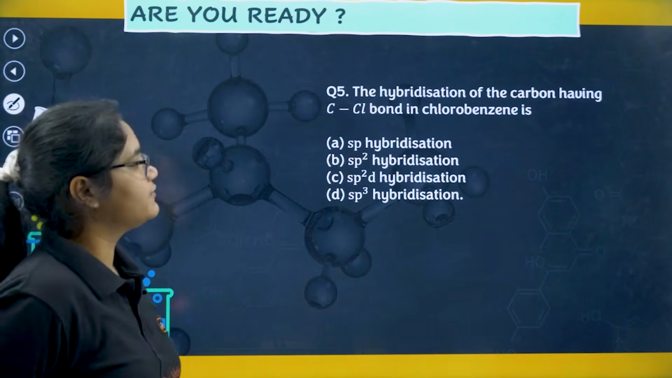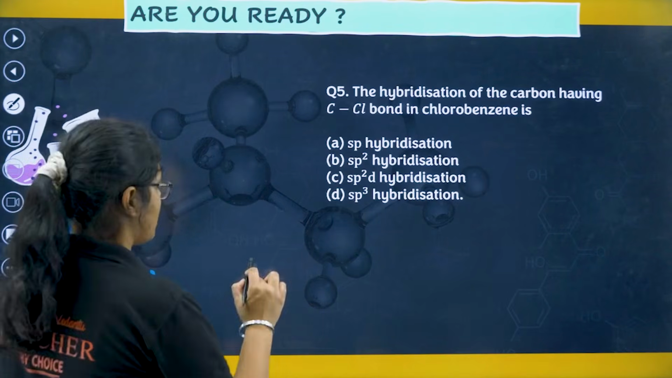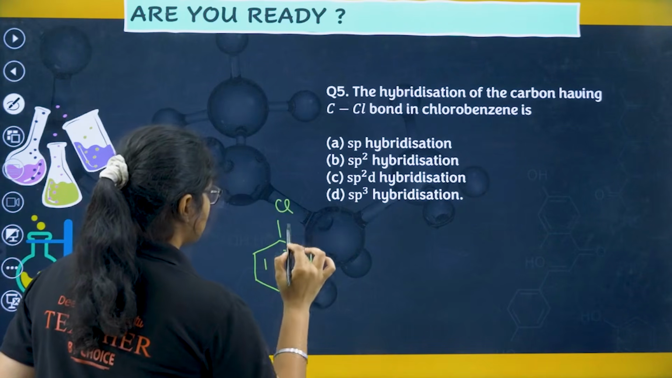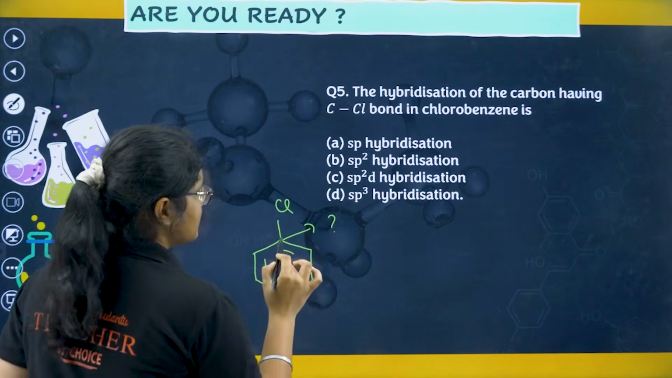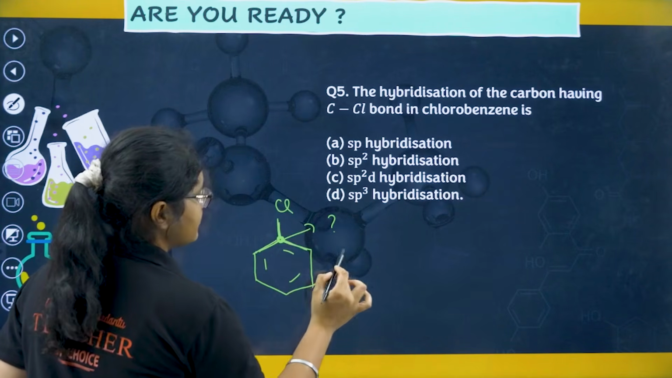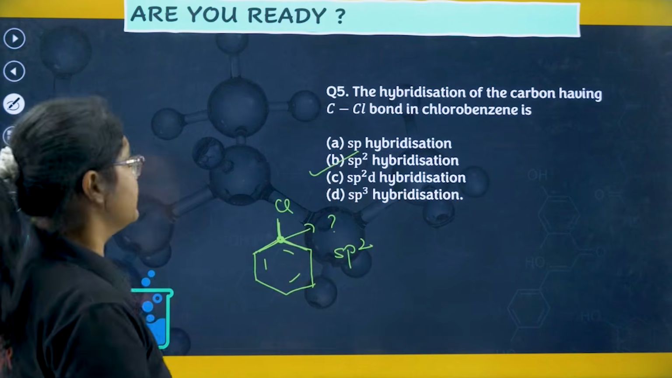The hybridization of the carbon atom, carbon having CCl bond in chlorobenzene. This I have taught in very detail. So here we have this one. What is the hybridization of this carbon? Now as I told you, this carbon is having how many sigma bonds? 3 sigma bonds are there. So it is sp2 hybridization, option number B.